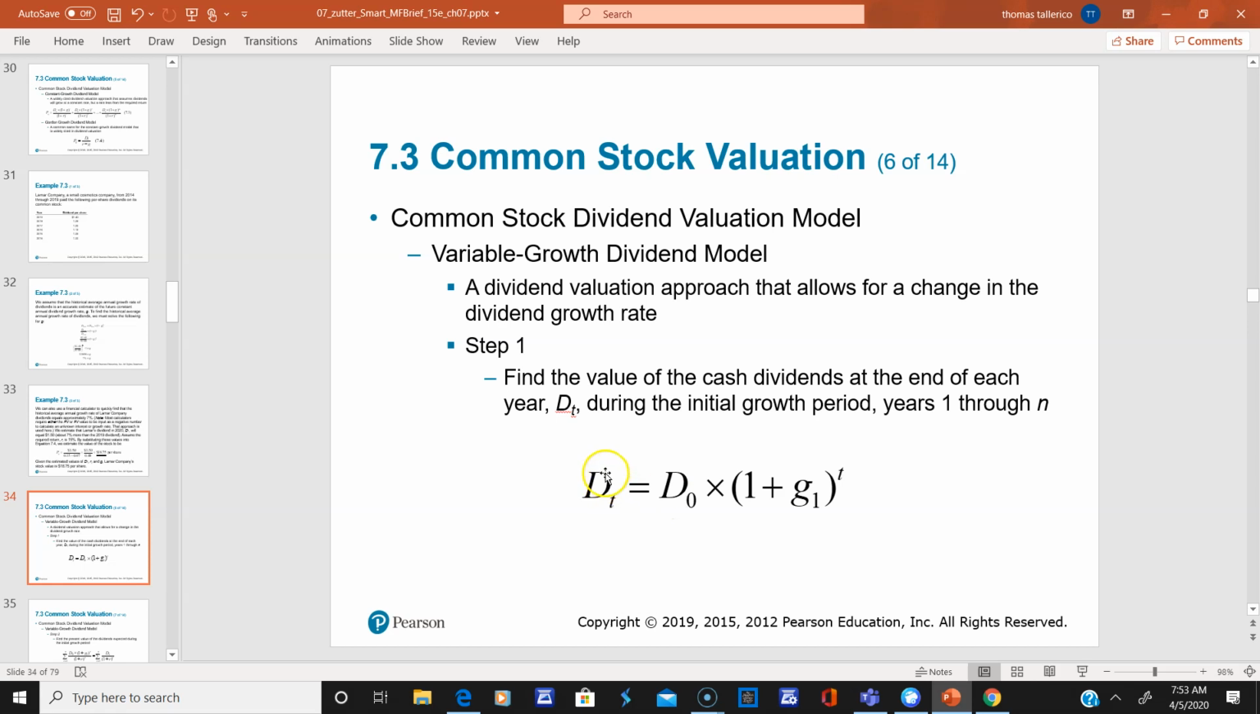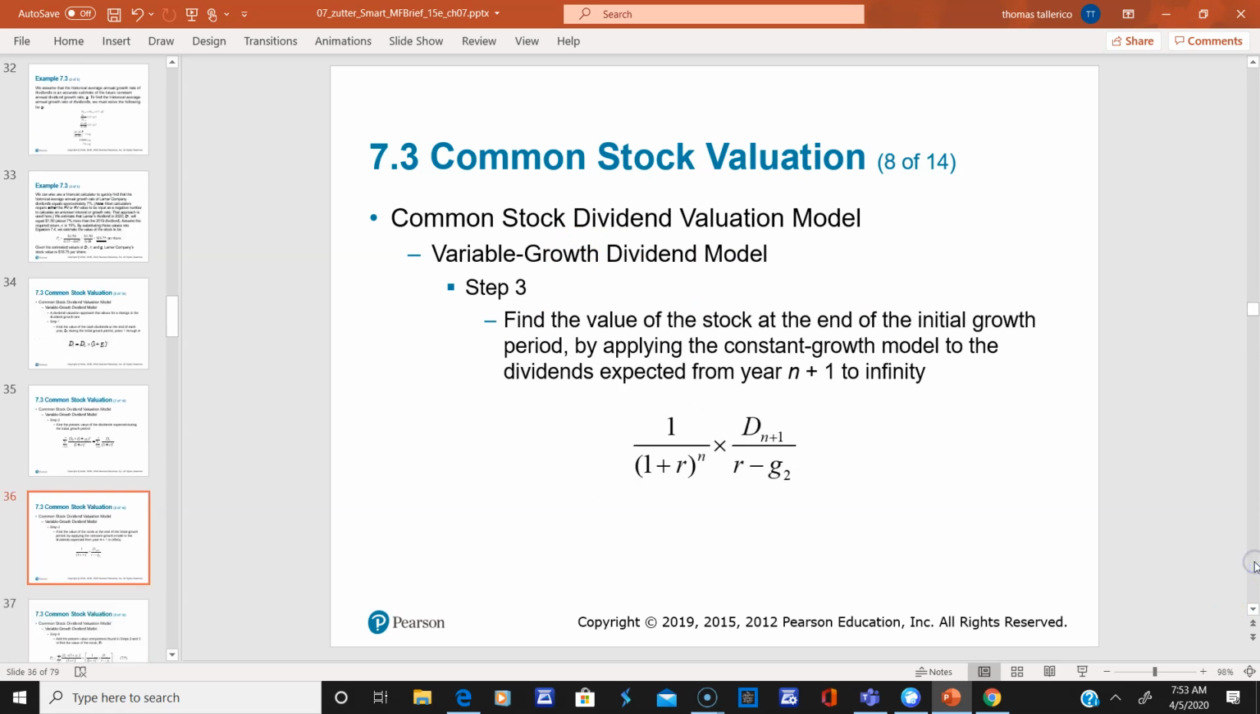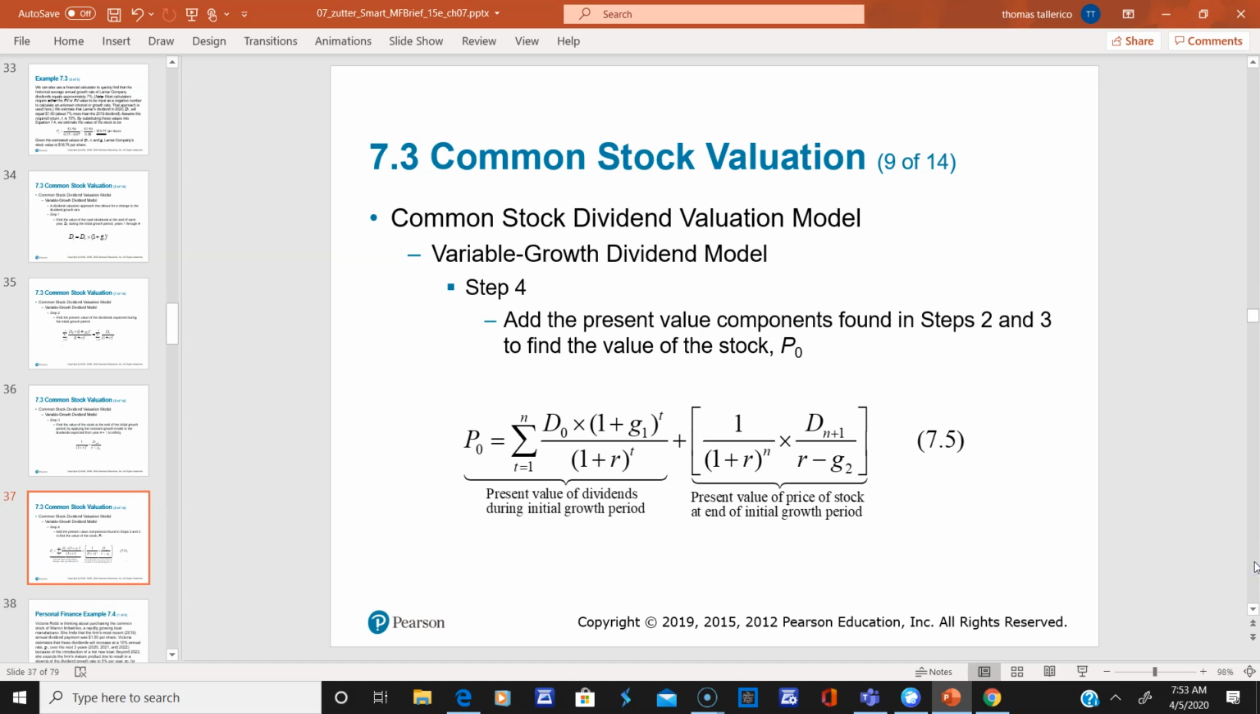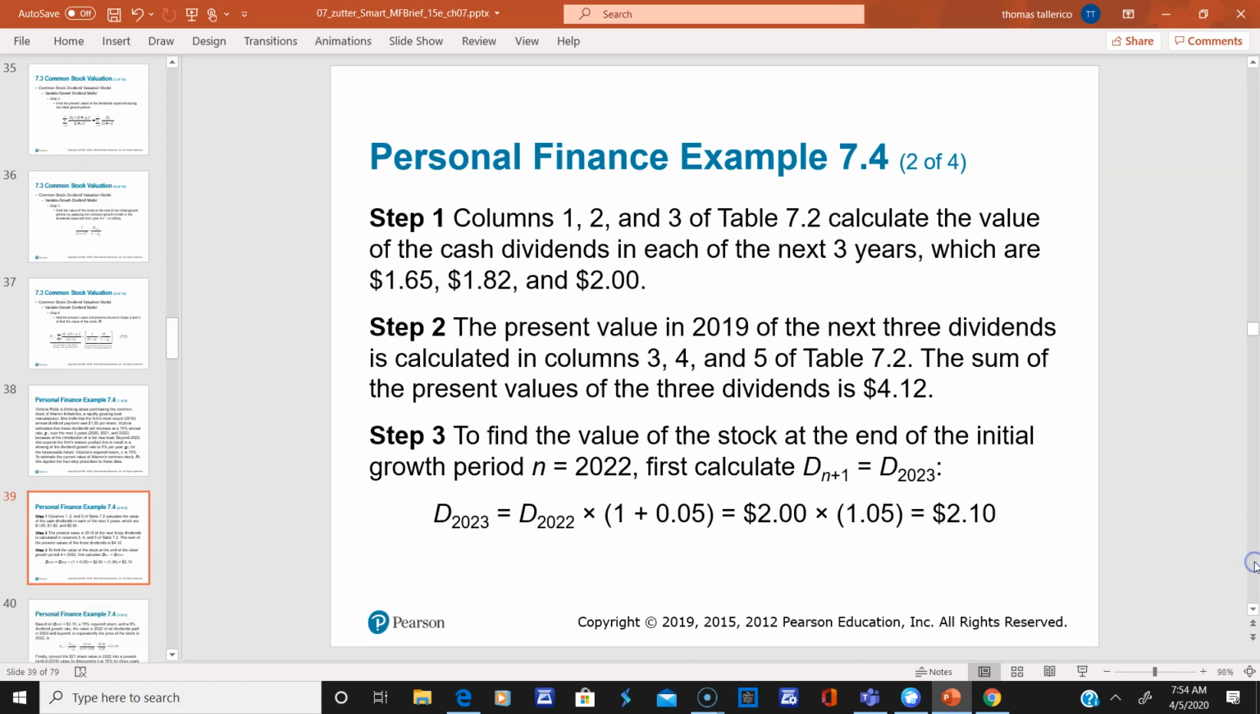All right, so that leads up to the common stock variable growth dividend model. And what I'm going to do is skip this, okay? So you're not going to be responsible. I want to make this clear. You're not responsible for the variable growth dividend model. So I'll skip over those slides, okay? Step 2, Step 3, Step 4. And we'll skip over the personal finance example here.